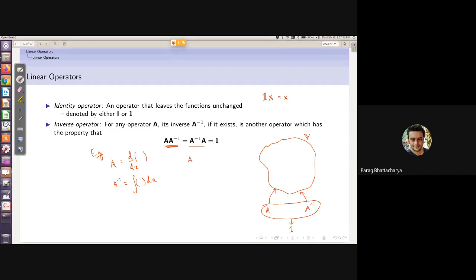Likewise, you could have something like this. A equals ln of something. Then what will be the inverse operation? What will be the inverse operator?